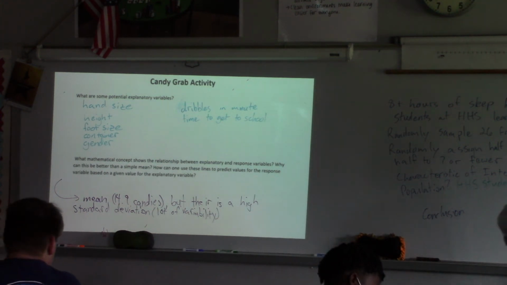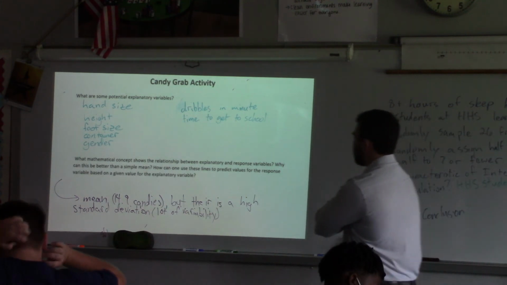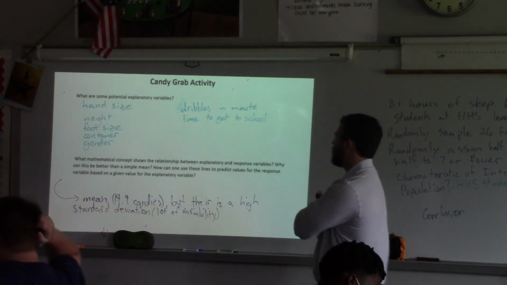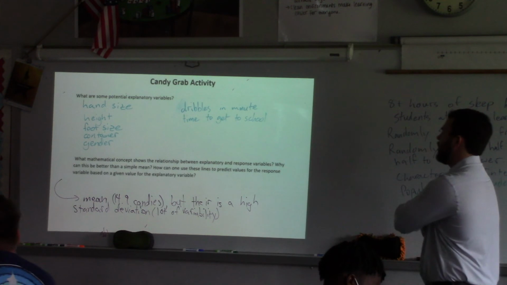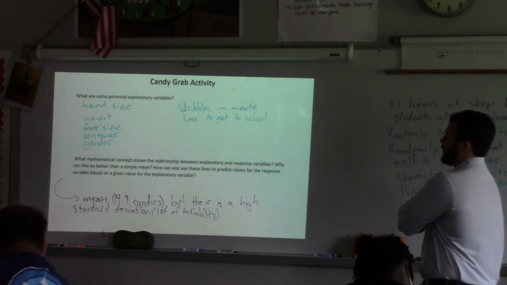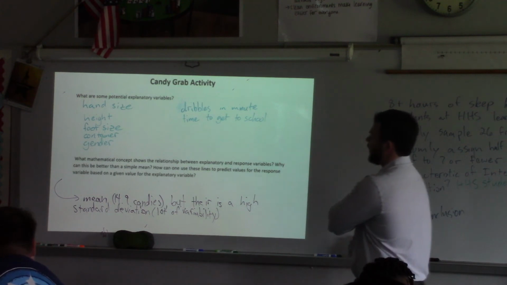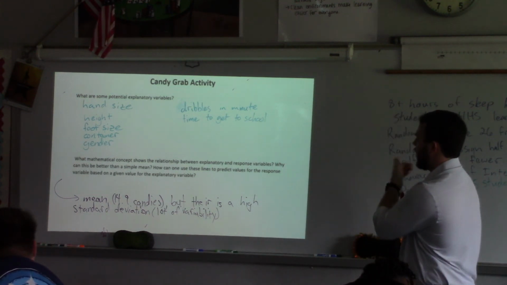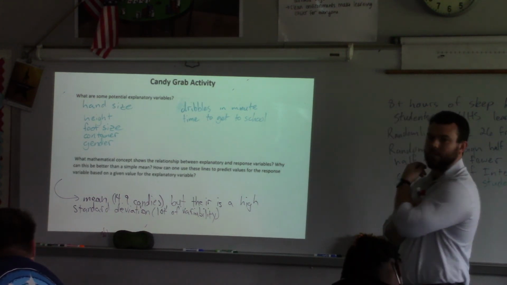And so then what mathematical concept showed the relationship between explanatory and response variables, right? That was the trend line. Why can this be better? Well, because there's a prediction, right? There was less variability around that trend line, right? And then we talked about how to predict values, right?